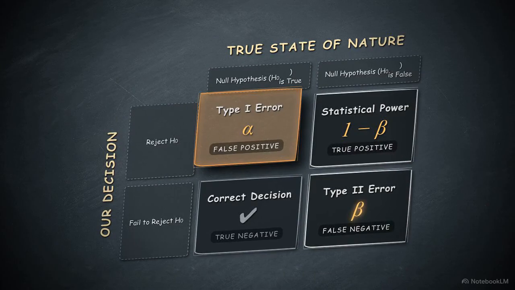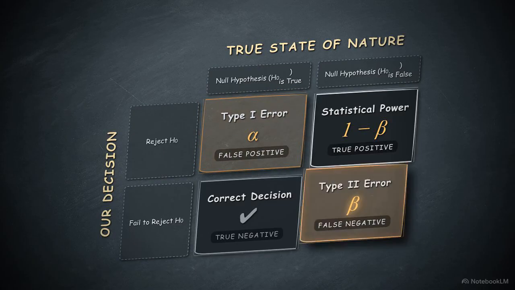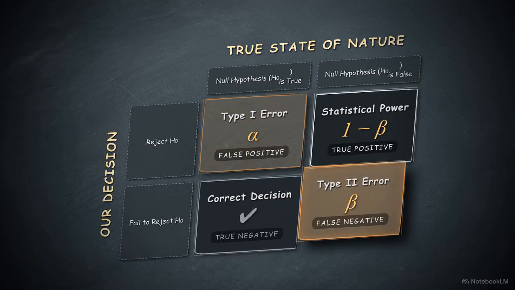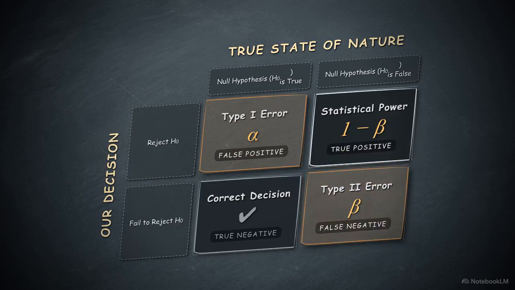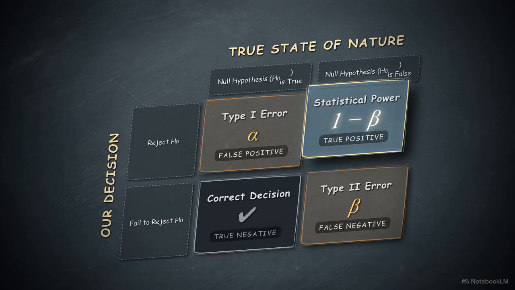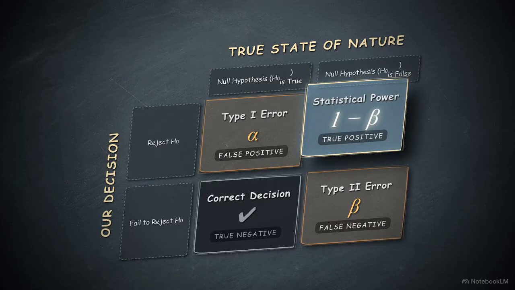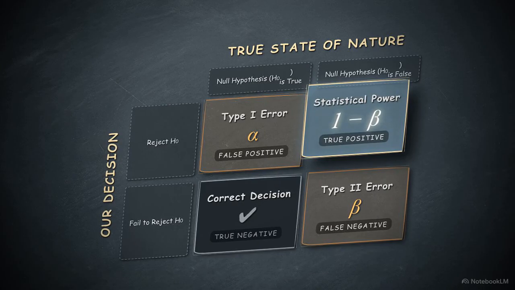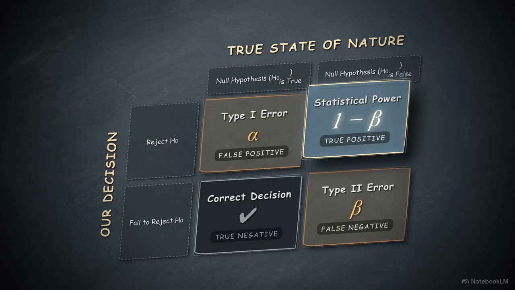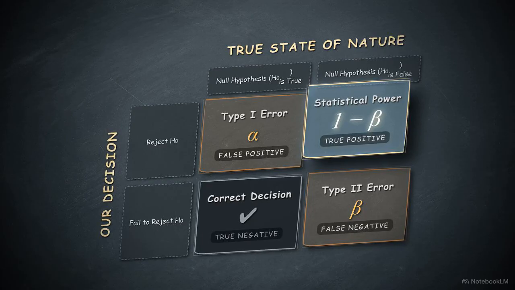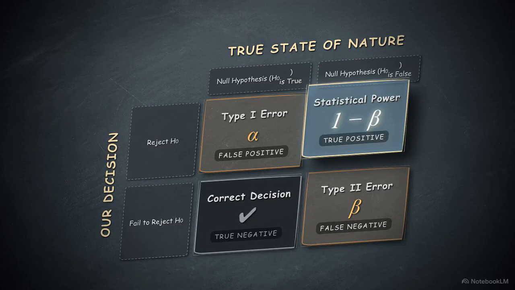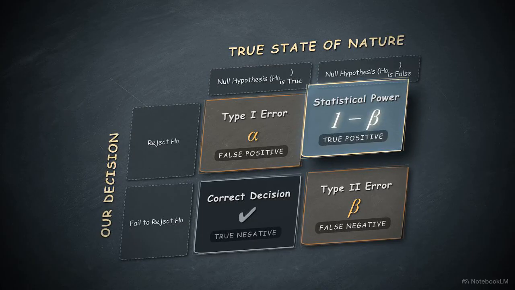A type 1 error, mapped to our alpha value, is the mistake of rejecting the null hypothesis when it is actually true. This is effectively a false positive, like approving a medical procedure that has no actual benefit. A type 2 error, represented by the Greek letter beta, is the mistake of failing to reject the null hypothesis when it is actually false. This is a false negative, like dismissing a cure that actually works. This dynamic introduces statistical power. Calculated as 1 minus beta, power is the probability of making the correct decision to reject a false null hypothesis.